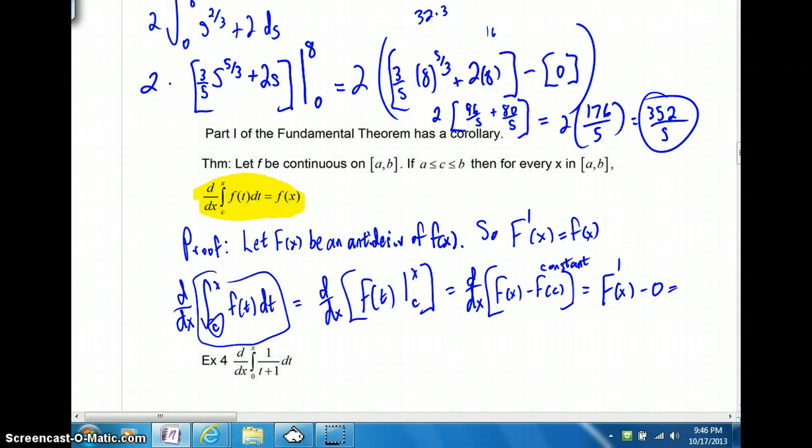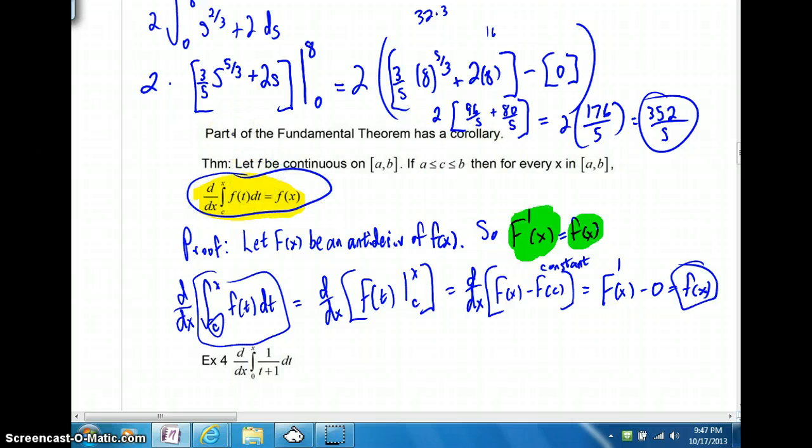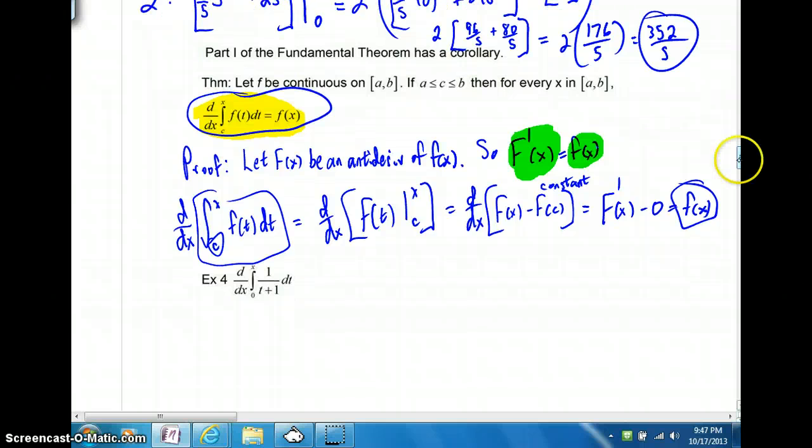But look what we said up above. Capital F prime of x is really little f of x. So, there's your proof. We can see what I've highlighted is true. Lots of times kids will look at this and they'll say, oh, it kind of looks like the derivative is just canceling out the integral, and then you're going to be left with the integrand.